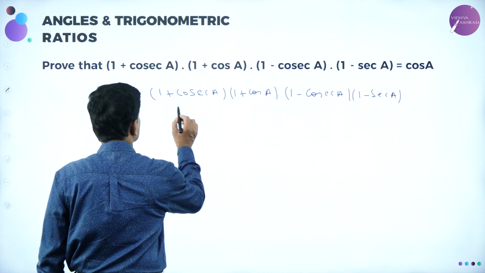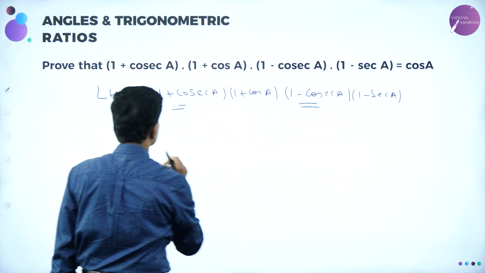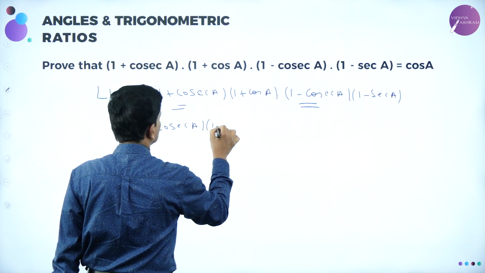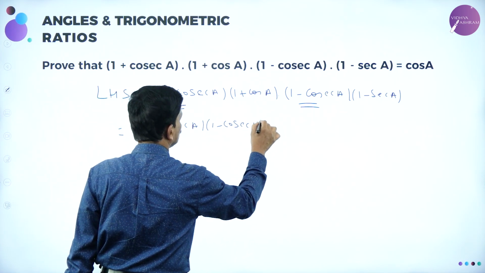Now let us group these two. 1 plus cosecant A into 1 minus cosecant A, one group. 1 plus cosecant A into 1 minus cosecant A.